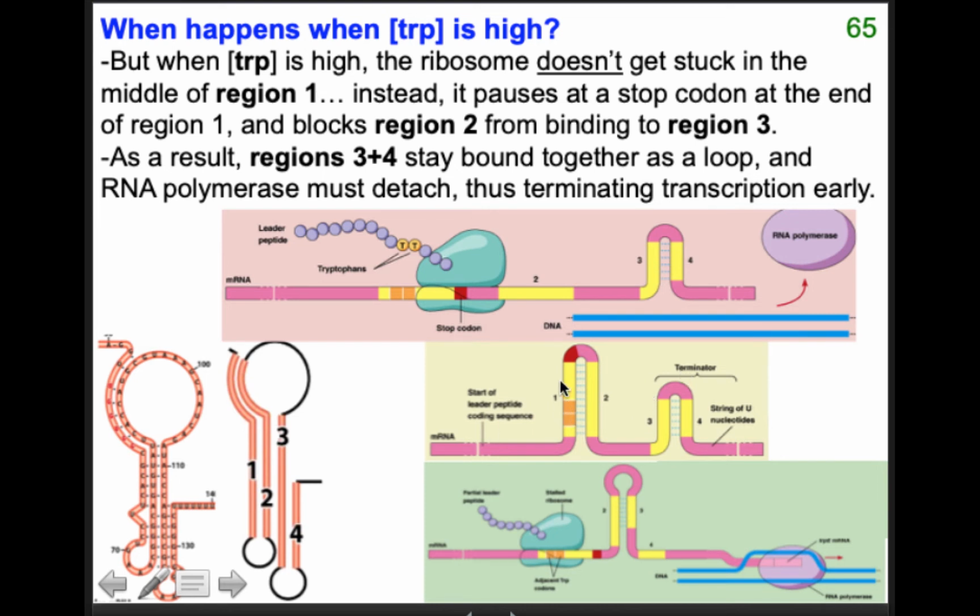So when left alone, 1 and 2 bind together, 3 and 4 bind together, and transcription would end, right? If there's not enough tryptophan, the ribosome stays here in region 1, 2 and 3 bind together, and that actually leaves 4 hanging out there, allowing RNA polymerase to back up and go forward. Whereas if there's plenty of tryptophan around, then it goes further, opens up 1 and 2, leaves 3 and 4 to bind together, allowing RNA polymerase to continue on.